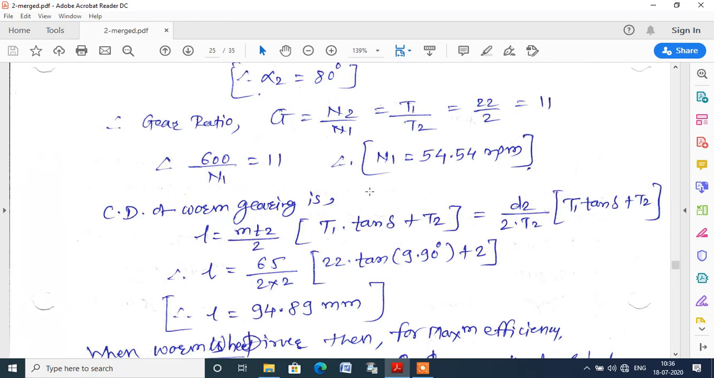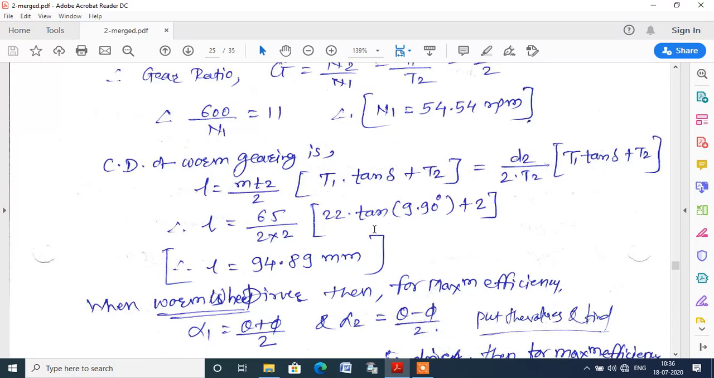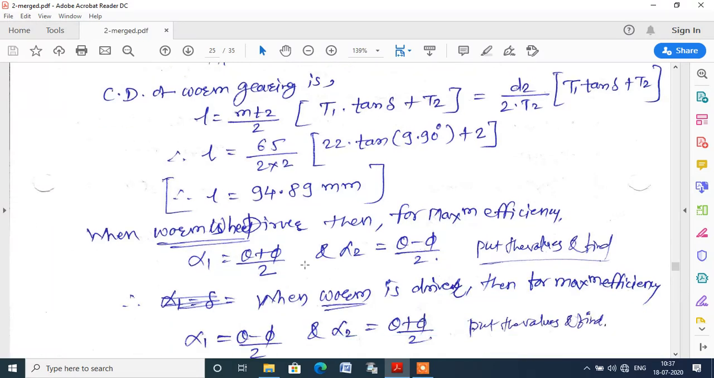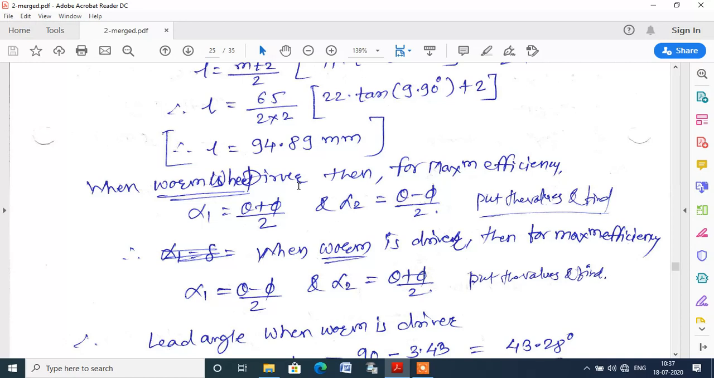Now the center distance of worm gear. L equals Mt2 by 2 into (T1 tan delta plus T2), where Mt2 equals D2 by T2, and these two are as it is. Putting in all the values, we get center distance 94.8.